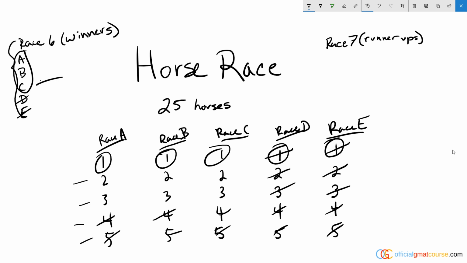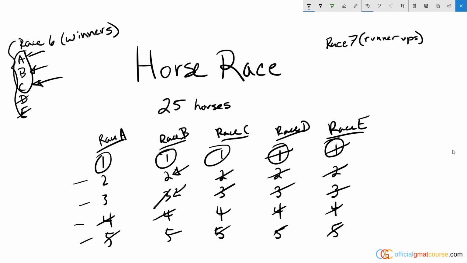Now, if we say that C finished in 3rd place in the winners' bracket, then I know that C is at best the 3rd fastest horse, which means that the horses that finished behind C in his race are also out. And if we look at B, assuming B finished 2nd in the winners' race here, then we know at best B is in 2nd place. And that means that behind B, this horse could at best be 3rd place, but this horse is definitely out.